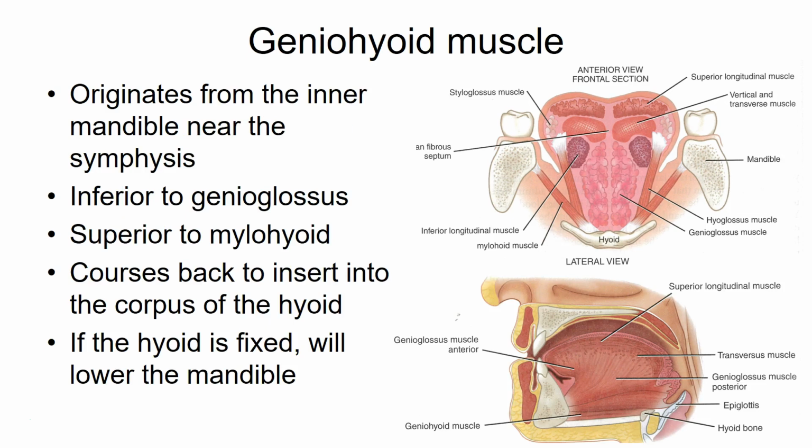The geniohyoid muscle originates from the inner side of the mandible near the symphysis, runs inferior to the genioglossus muscle and superior to the mylohyoid muscle, courses backward to insert into the corpus of the hyoid bone, basically runs very similarly to the most inferior and posterior fibers of the genioglossus muscle. Once again, if the hyoid is fixed in place by infrahyoid muscles, the geniohyoid muscle can help open the jaw by pulling on the ramus of the jaw near the symphysis, causing rotation around the joint of the condyle with the temporal bone.